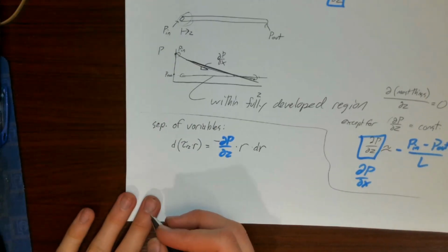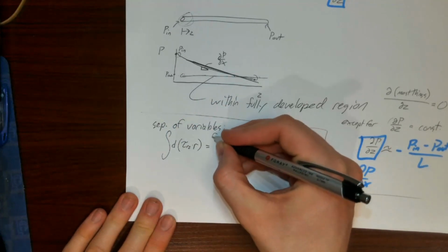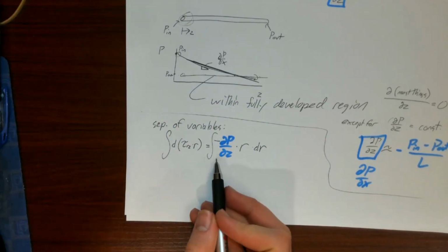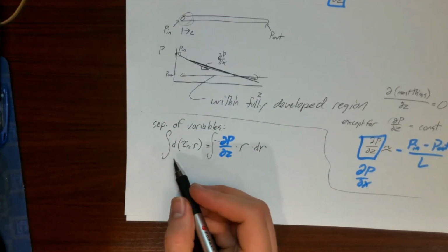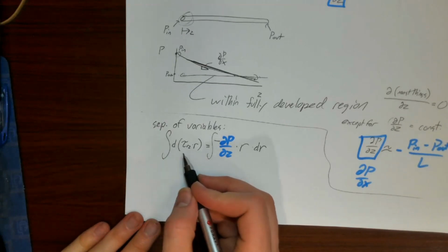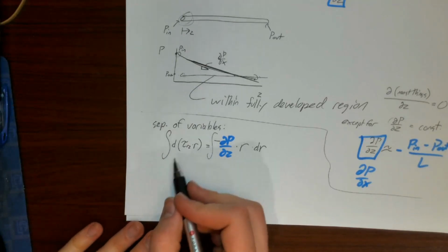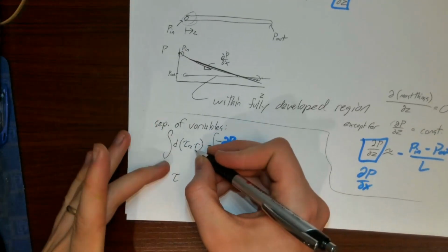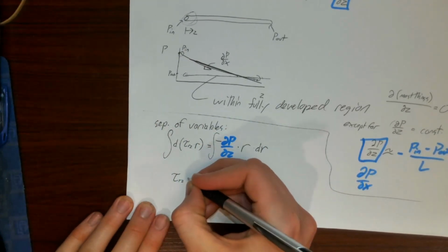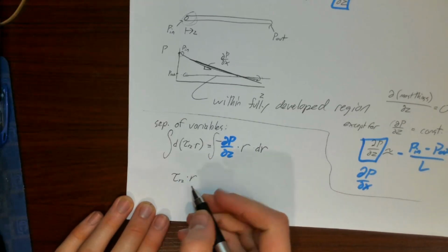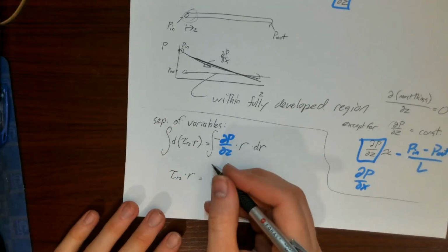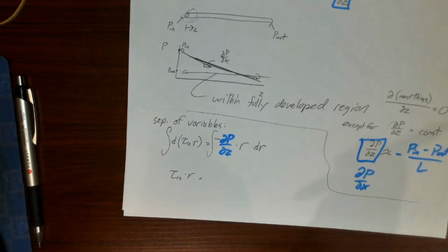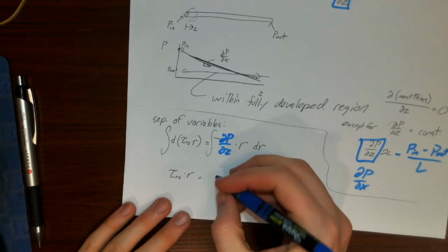So I did separation of variables. I can now integrate both sides, and I'm going to leave these as indefinite integrals. So when I integrate the left-hand side, if you integrate d of something, you get whatever you had there. So now we integrate d of the product of tau rz and r. I'm now left with tau rz times r on the left-hand side. And then on the right-hand side, well, this is a constant that could be pulled out of the integral.